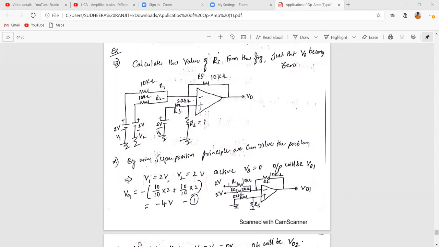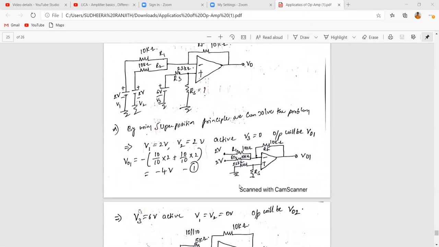Case 1: when V1, V2 are active, V3 is inactive. Is it clear? Tell me, is it clear? Yes, sir. Right.